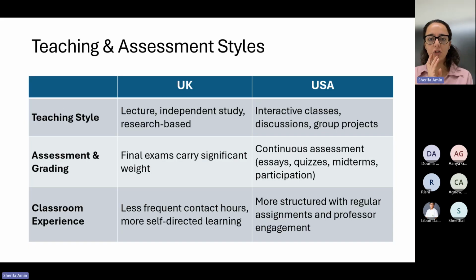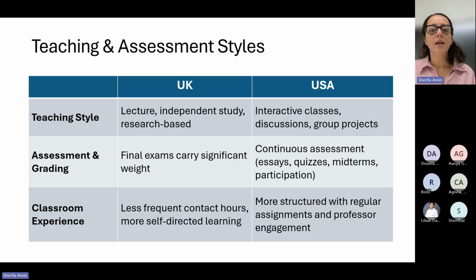Beyond the degree structure, how students learn and are assessed also varies between the UK and the US, and this impacts what kind of academic environment your child will thrive in. In the UK, most universities focus on independent learning. Students have fewer contact hours with their professors and are expected to manage their own workload. Lectures and seminars are common, but there is less hand holding for the most part. The main assessment is through end of year exams or major research projects.